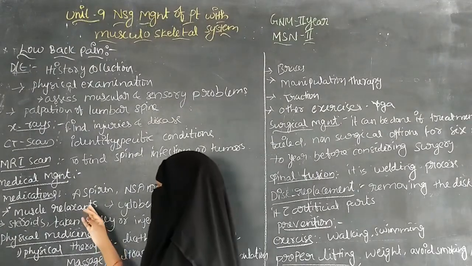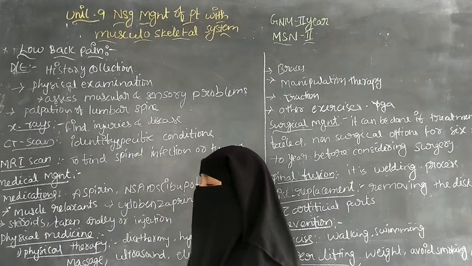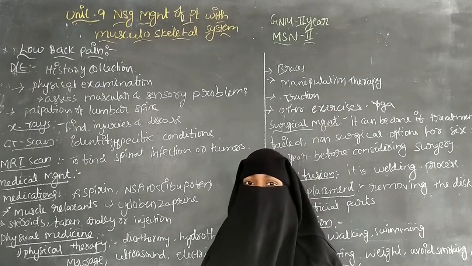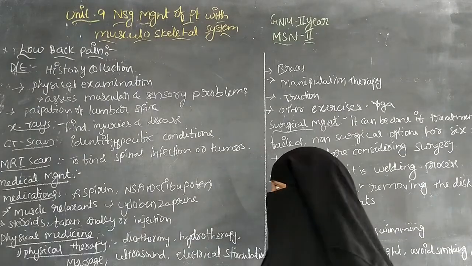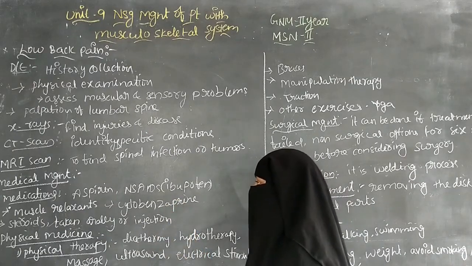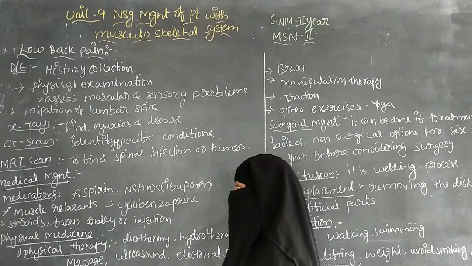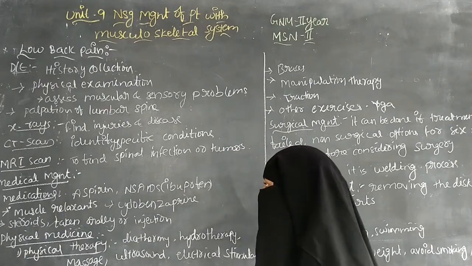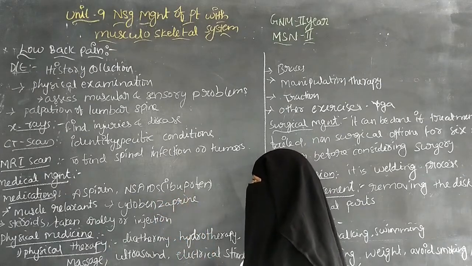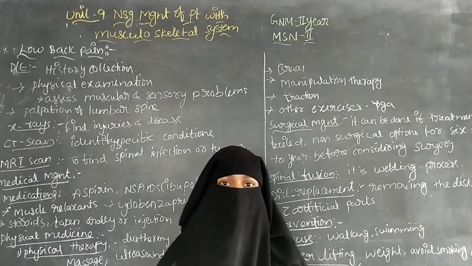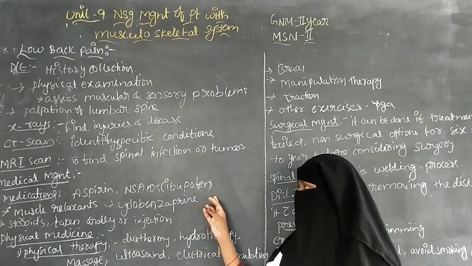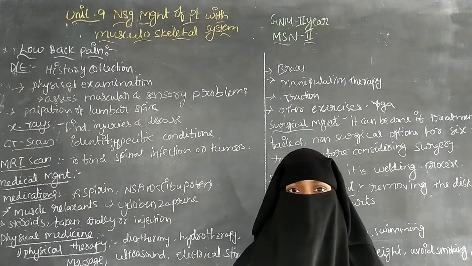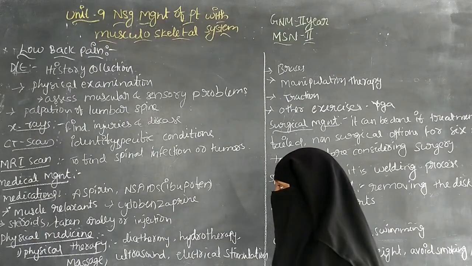In the medications we can use aspirin. Aspirin can be given to the patient to reduce the pain, so it relieves the pain for some period. And next one is non-steroidal anti-inflammatory drugs. They can be used to reduce inflammation and pain. An example of an NSAID is ibuprofen, a non-steroidal anti-inflammatory drug, used to reduce inflammation and relieve pain.